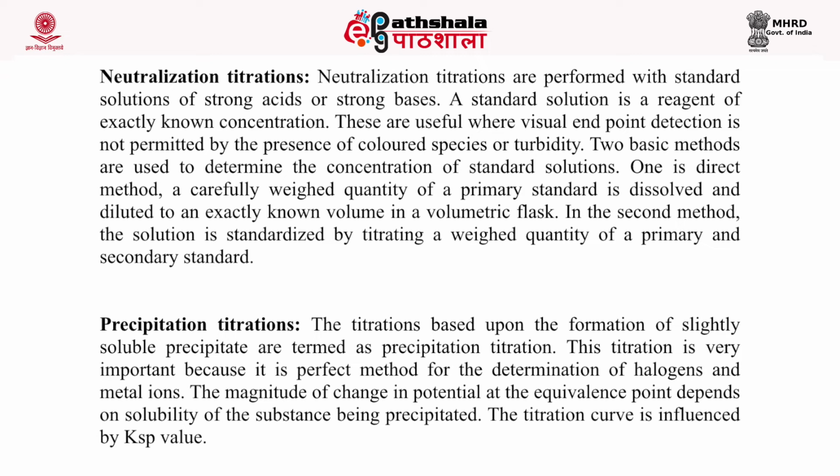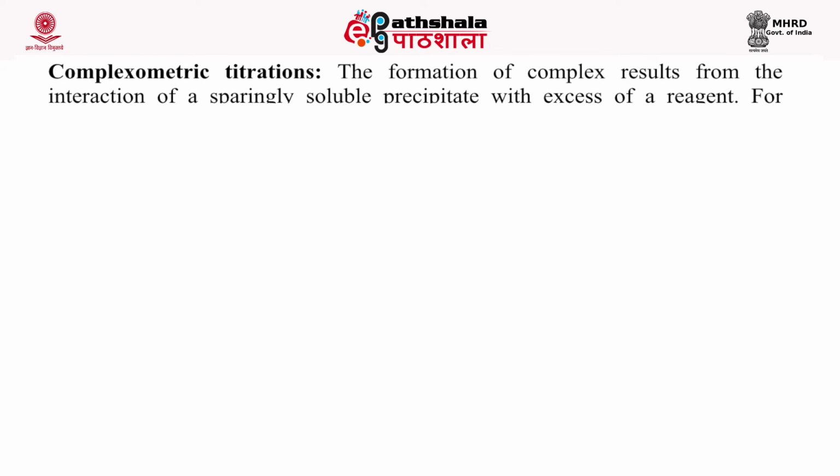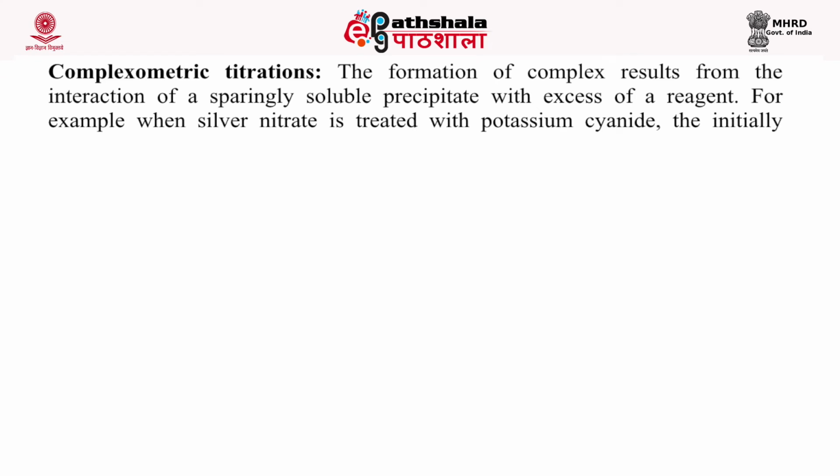The potassium nitrate salt bridge is introduced between the sample solution and saturated calomel electrode so that potassium chloride does not diffuse into the sample. Complexometric titrations. The formation of complex results from the interaction of sparingly soluble precipitate with excess of reagent.